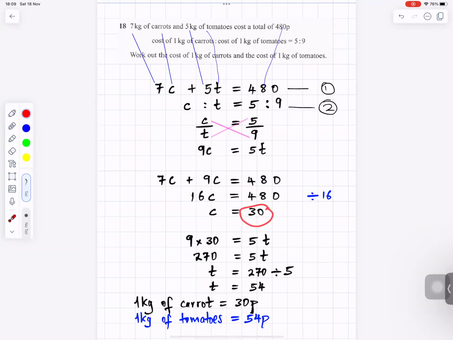Now that we know C is 30, we can substitute it into 9 times 30. We put it there. 9 times 30 is 270 equals to 5T. So T is 270 divided by 5, which is 54. So 1 kilogram of carrot is 30 pence, and 1 kilogram of tomatoes is 54 pence.